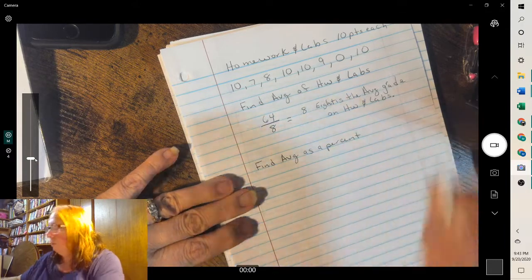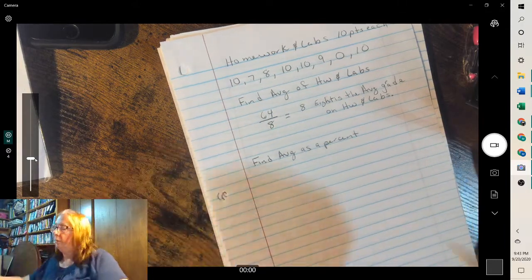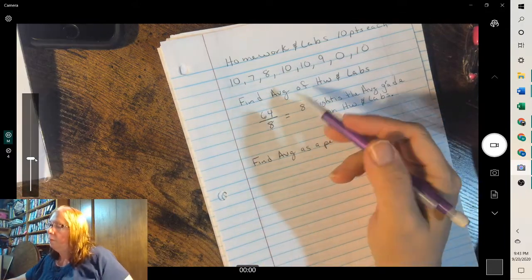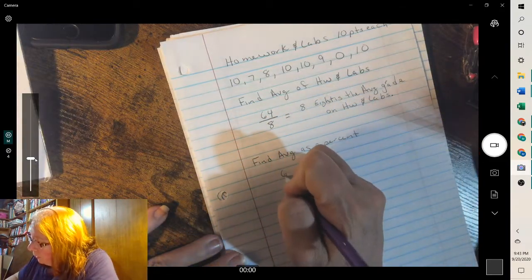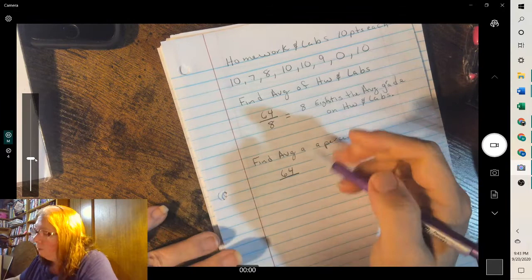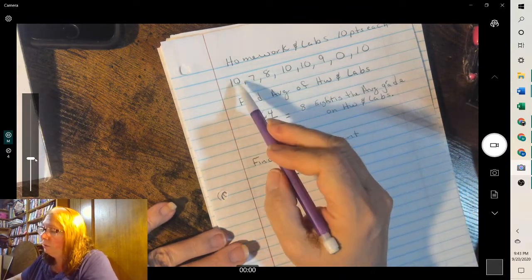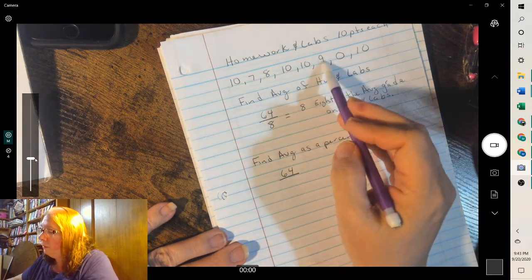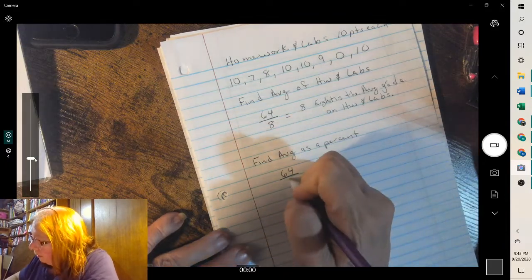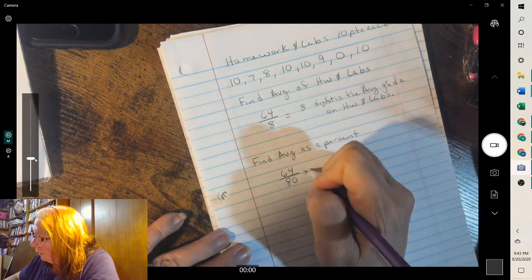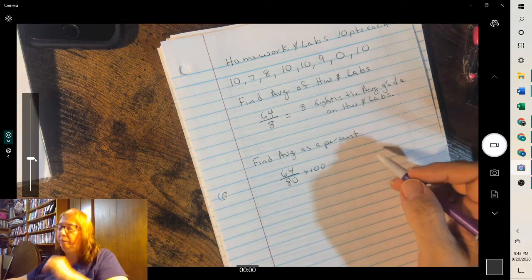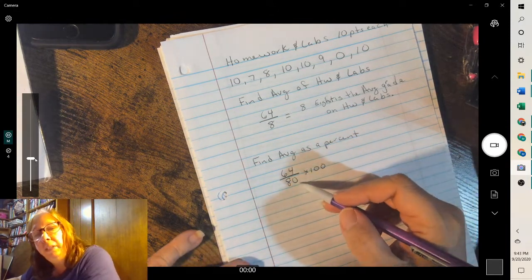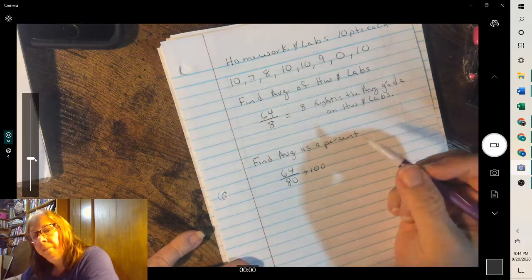To find the average as a percent, instead of dividing by how many there were, you divide by total points. So we'd add all of them up, which is 64. But then they're worth 10 points each. 10, 20, 30, 40, 50, 60, 70, 80. And we multiply it by 100 to make it a percent. So if you want the percent, you need to divide by total points rather than how many there are.